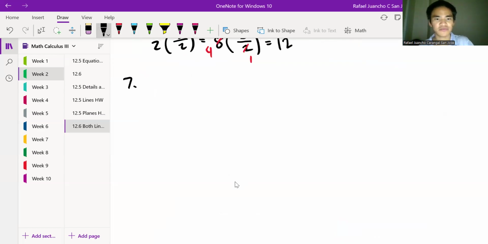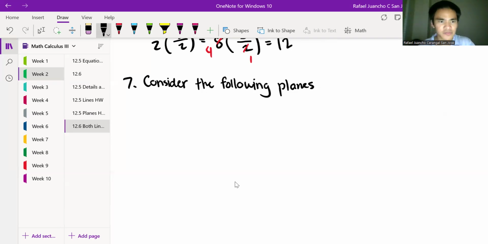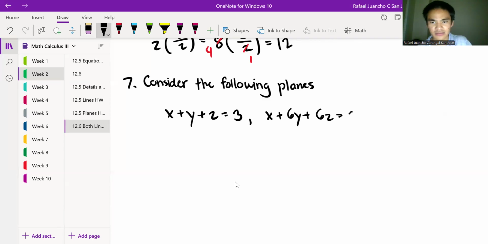Number 7. Here we consider the following planes. For the planes, we have x plus y plus z is 3. Okay, and then we also have this other plane, x plus 6y plus 6z is also 3. Okay, so we have those two planes.